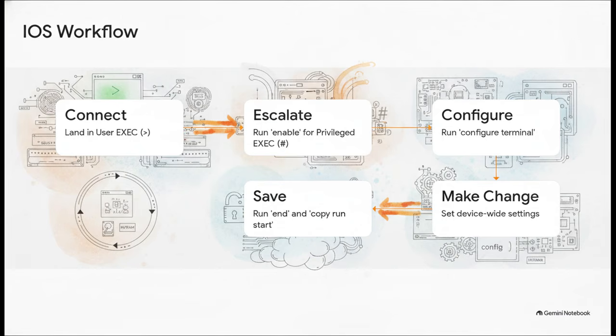Now this is where the magic happens. You make your change, like say naming the router, and then you use the end command to jump straight back out to privileged exec. Finally, and I cannot stress this enough, you have to save your work with copy run start. That writes your configuration to the router's permanent memory, the NVRAM. If you forget this step and that router loses power, poof, all your hard work instantly vanishes.